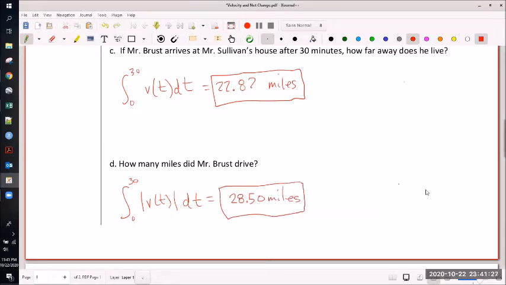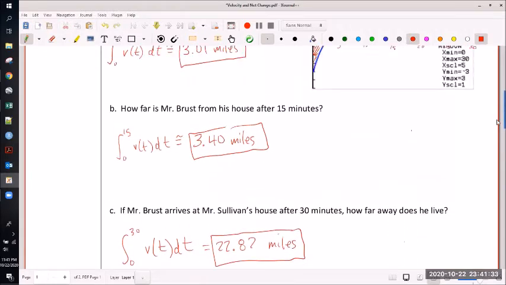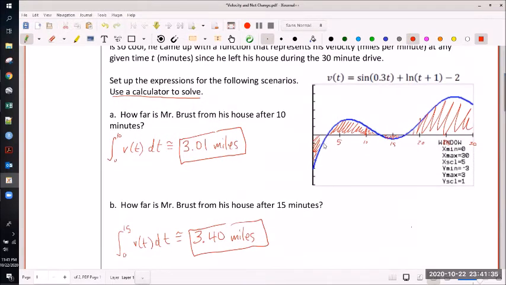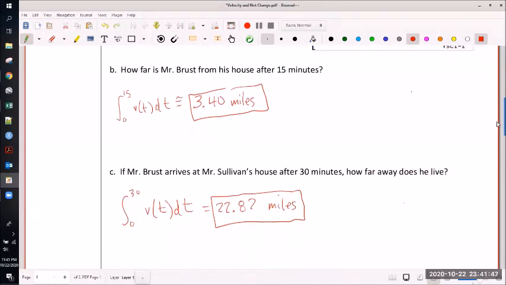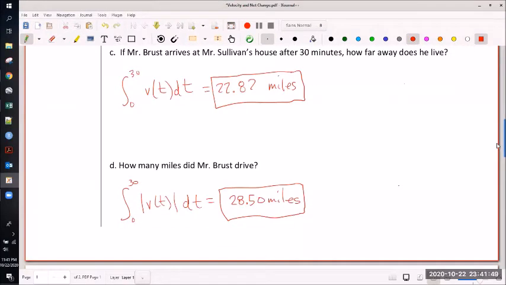So he traveled a total of 28.50 miles, even though Mr. Sullivan only lives 22.82 miles away. But what we see on the graph is that he traveled with a negative velocity, he traveled away from Mr. Sullivan's house for a bit, a couple times there. So he ended up driving a little farther than he had to.